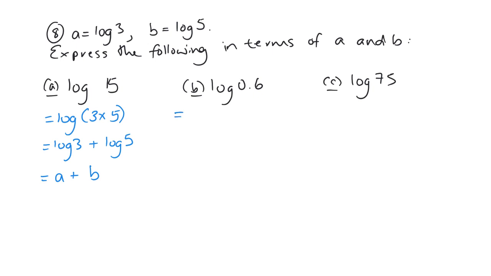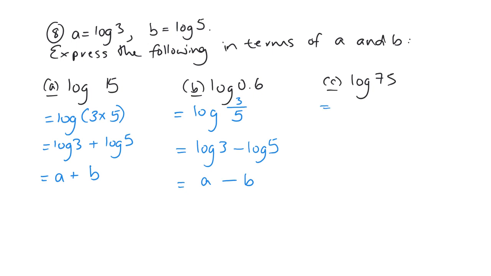Part B then, the log of 0.6. With the majority of logs questions, you're better working in fractions as opposed to decimals. So 0.6 is 3/5, and then again it should be fairly clear. We can write that as the log of 3 minus the log of 5, and the log of 3 is A and the log of 5 is B, so that's A minus B.